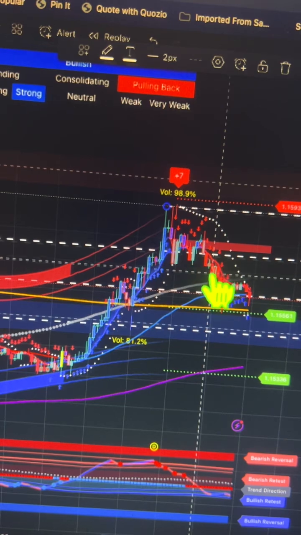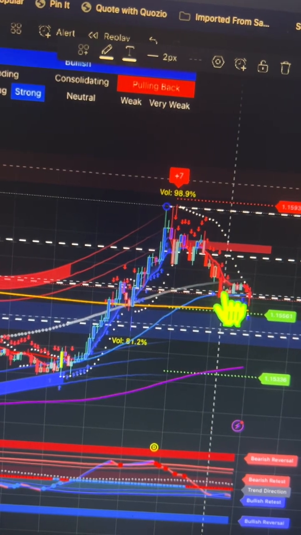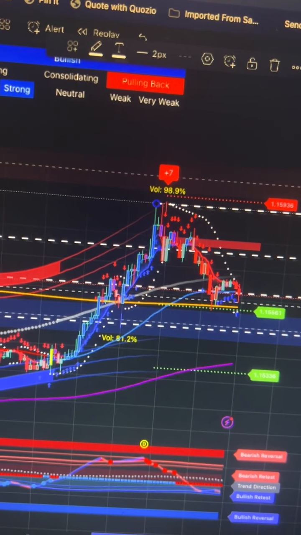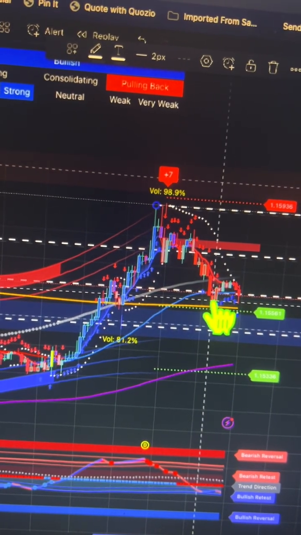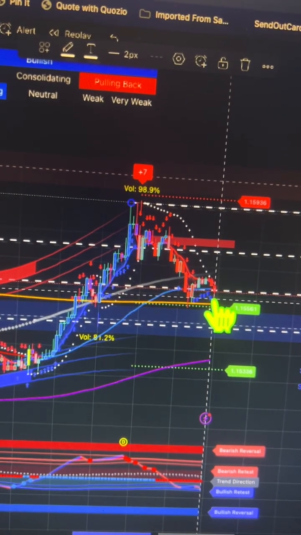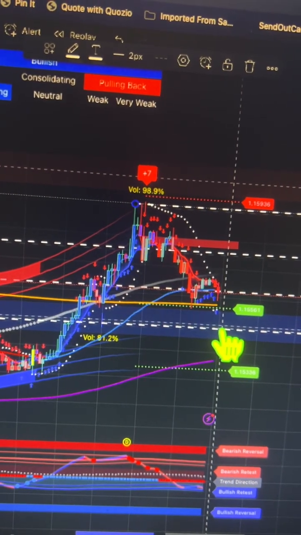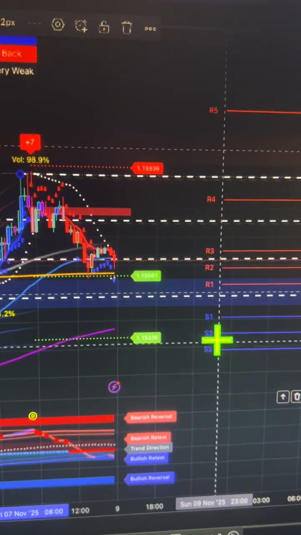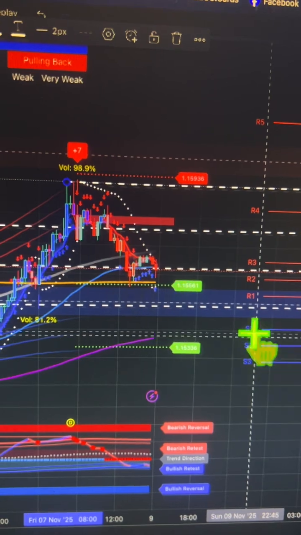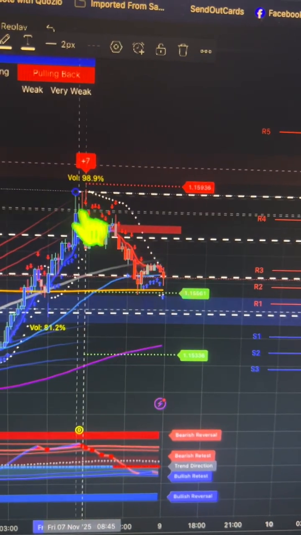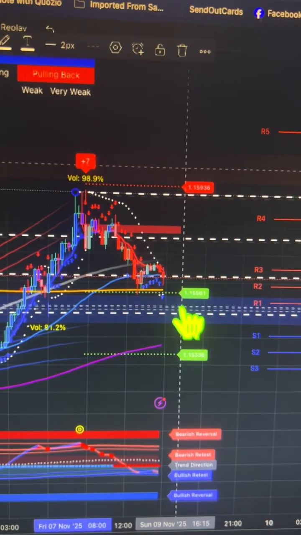So now we know we're going to go down to this level and possibly this level, but we also have R2 here. So right now we drop down. You can see R2 is right there. So are we going to go down? We can go down to this level. And if we break below this level, we got S1, S2, S3 to get to. This is advanced techniques, not for the beginner, not for the intermediate.